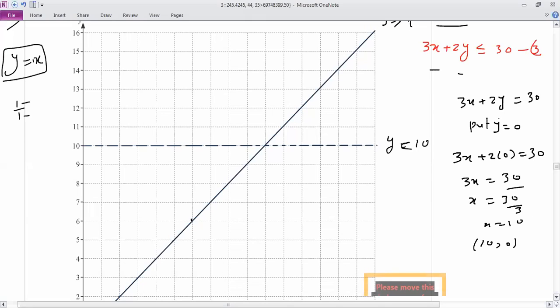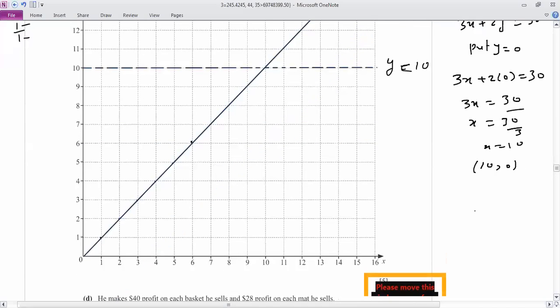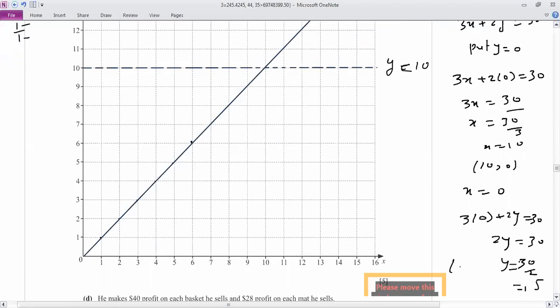And then to find the y-intercept, put x is equal to 0. What will be 3 into 0 plus 2y equal to 30. So finally 2y will be 30 and y will be 30 over 2, that is 15. So the point is (0, 15).